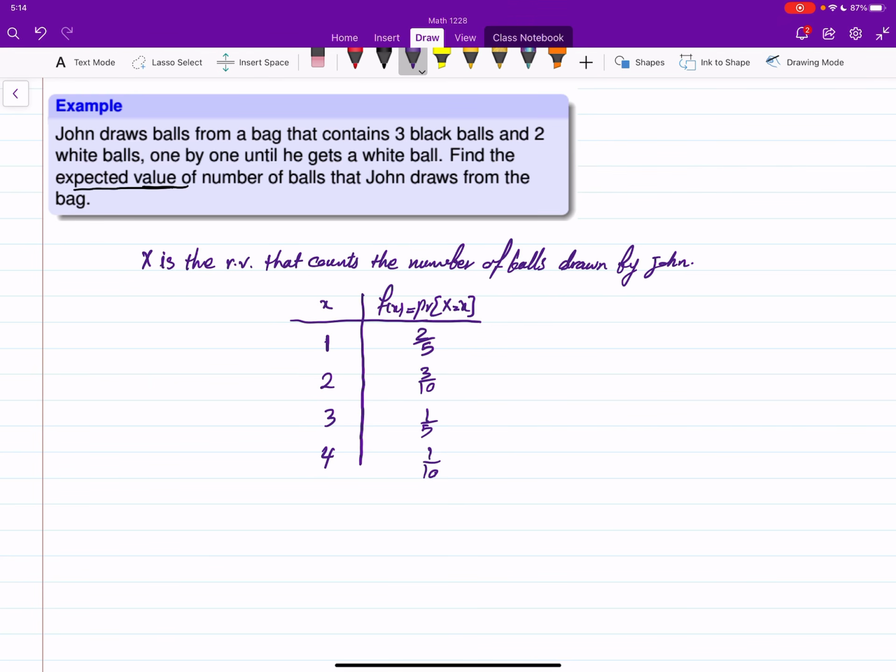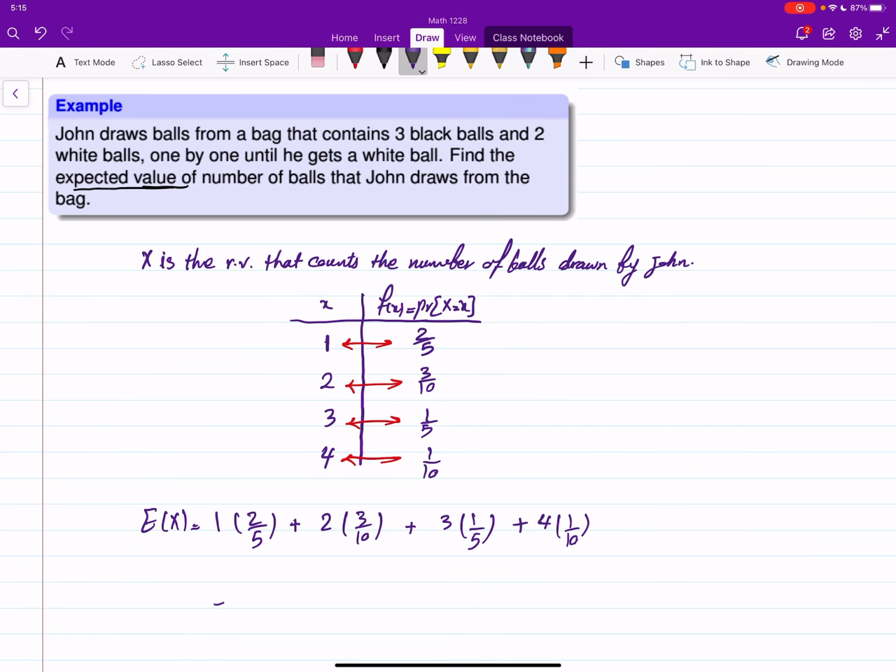So now, E of x is basically the expected value or the mean of the number of balls drawn by John. Okay, so what do we do here? We multiply the numbers x to their PDF values and then add them. So in other words, I have 1 times 2 over 5, 2 times 3 over 10, 3 times 1 over 5, and 4 times 1 over 10, then add these guys.